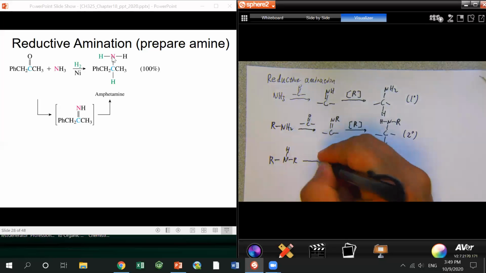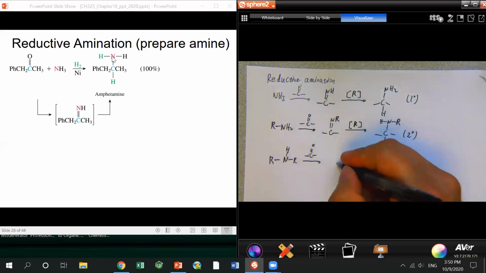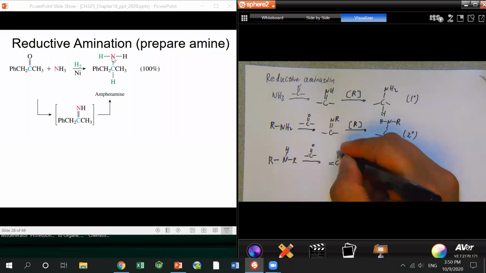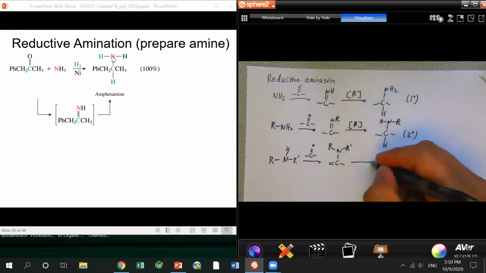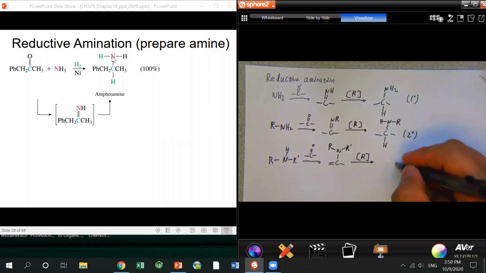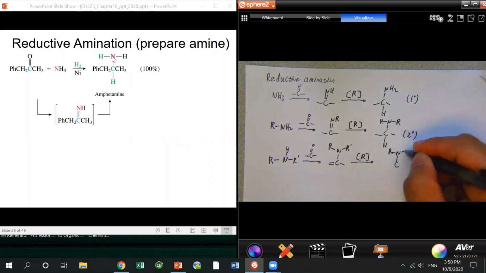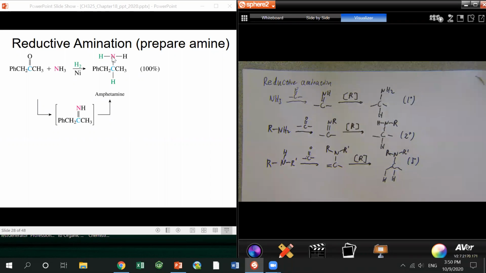if we react it with the ketone or aldehyde, this time we know it should give an enamine. Then if you apply a reduction reaction here, you generate a tertiary amine. The alpha carbon and the carbonyl carbon both pick up one hydrogen to give the tertiary amine. Pretty much wherever there's a double bond, it becomes a single bond, picking up the two hydrogens.